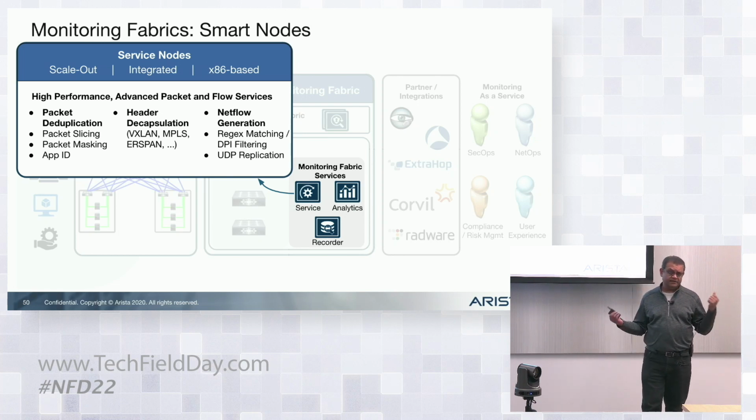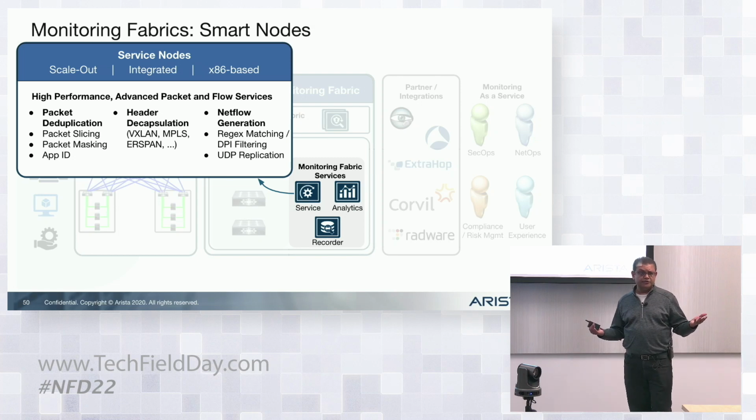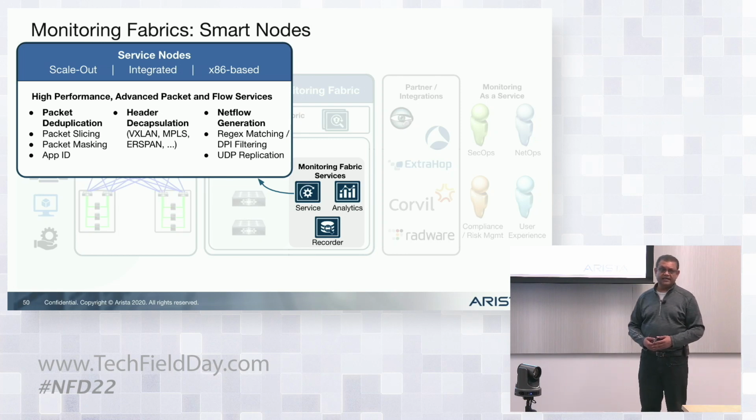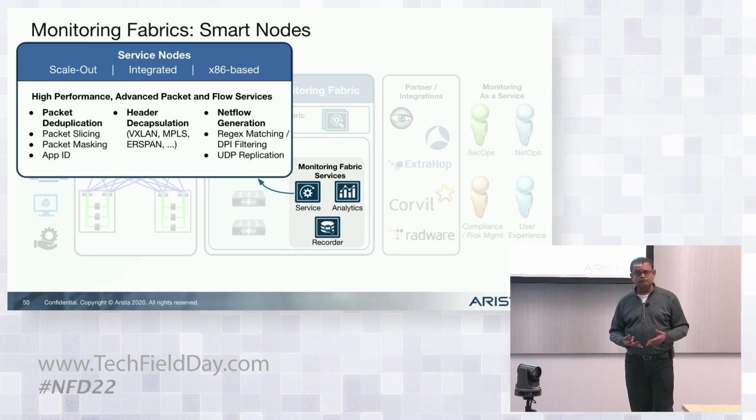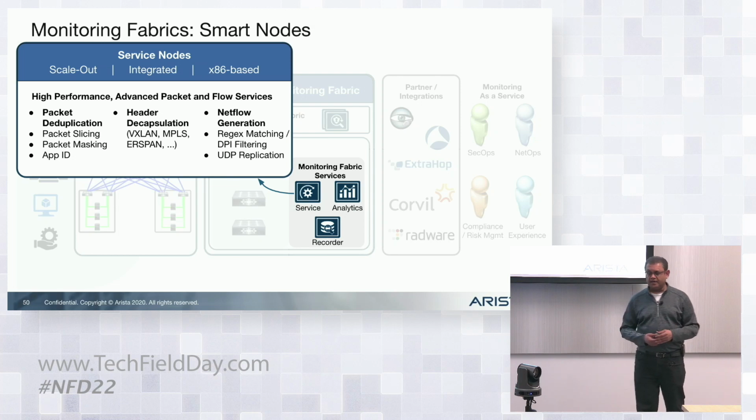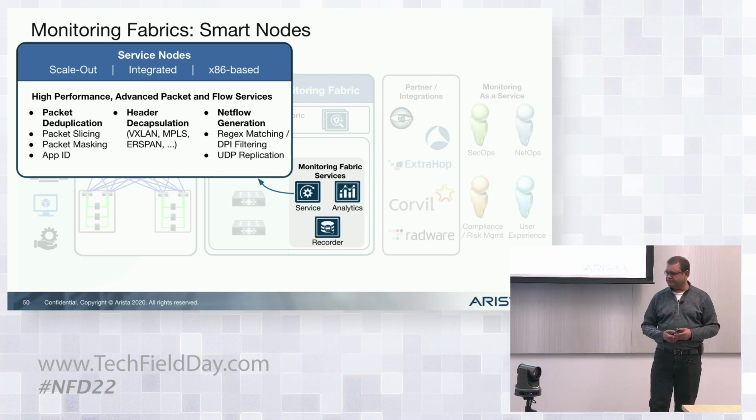NetFlow generation: some ASICs are able to do that, but many switches are not able to do that. They can only generate sFlow. How do you generate NetFlow? These service nodes can do that at very high speed. So by providing a clustered set of intelligent smart nodes, connected to a network and managed through the same entity, you are able to provide very flexible processing to bring context in what we do.